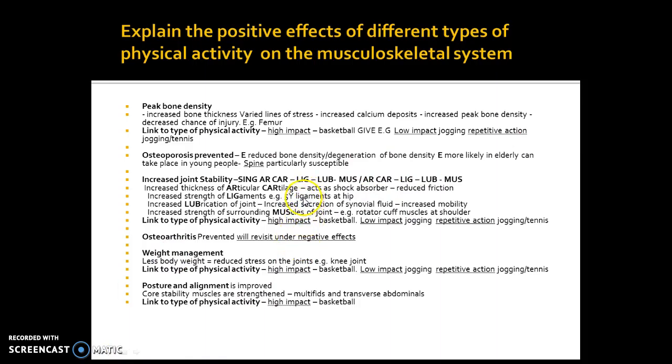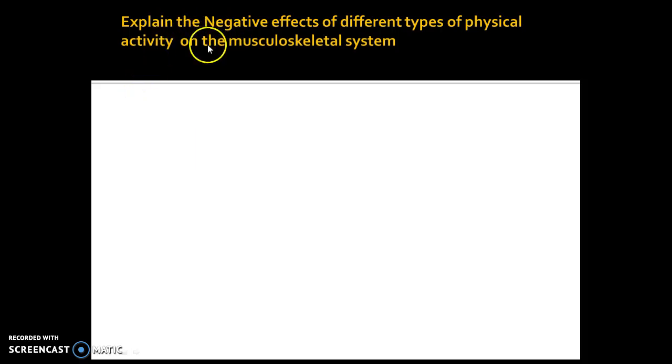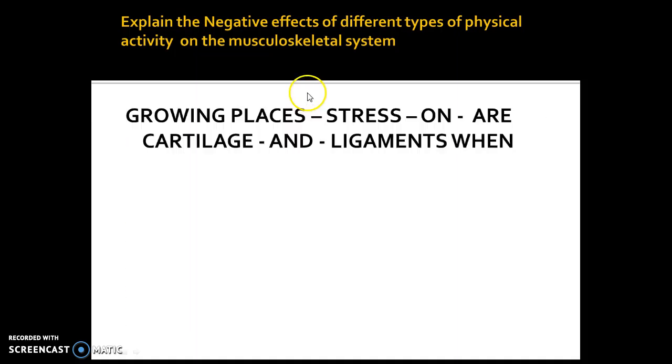So going on from there, explain the negative effects of different types of physical activity on the musculoskeletal system. So now we've got to put a negative in on this. So how do we work that? Okay, well the way that we work that is we kind of go through this. So basically we're going to use this mnemonic, which is a sentence to help us remember.